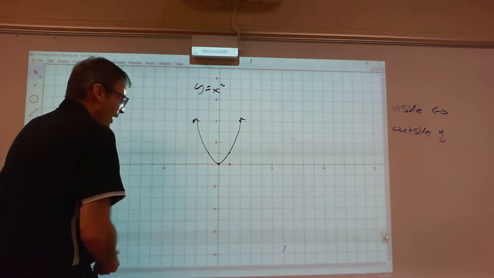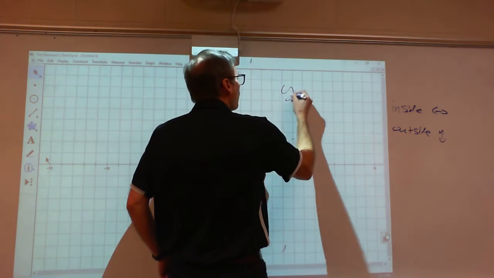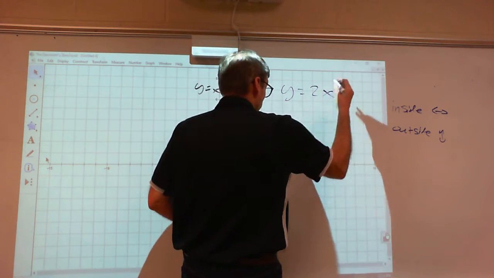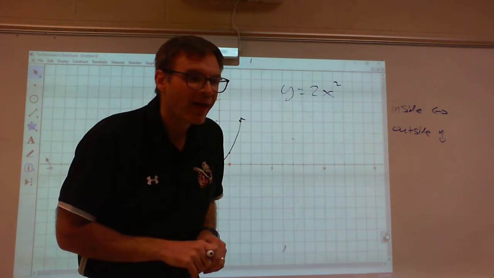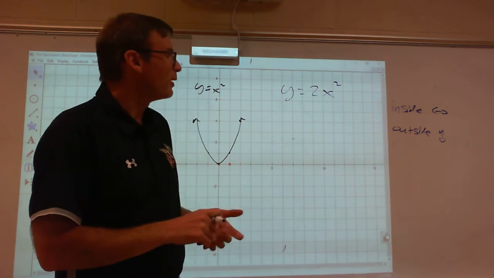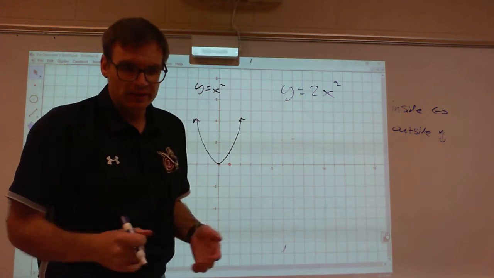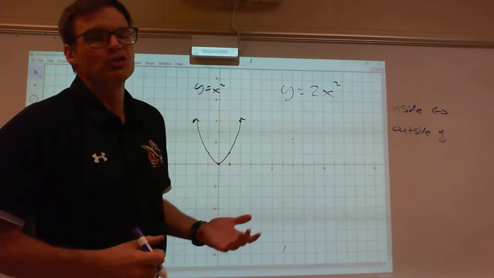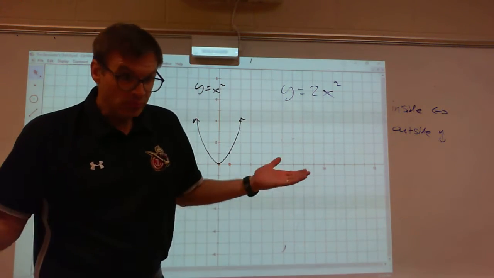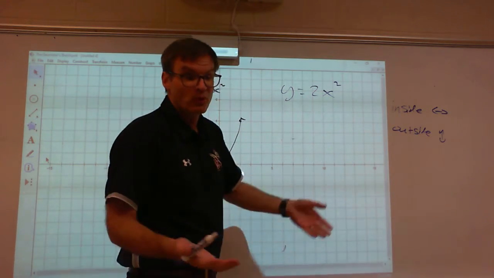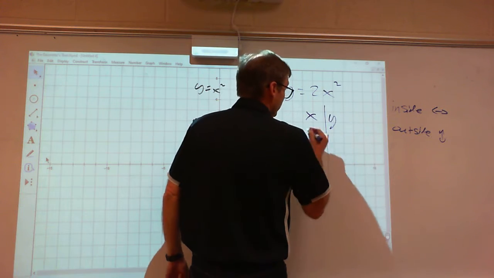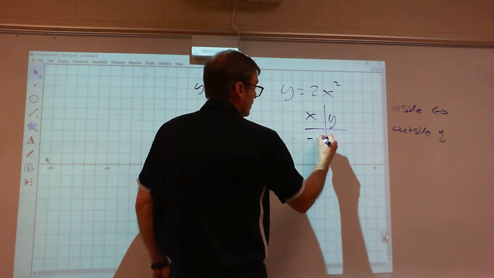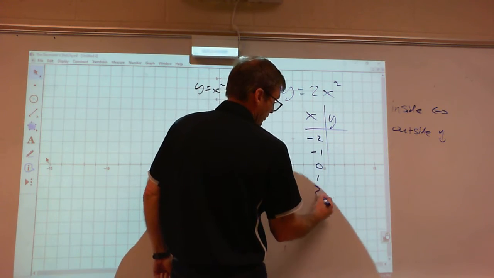What does the graph of y equals 2x squared look like? It looks thinner, right? Well, let's say you didn't know what that does. Like what happens when you have the 2? Well, if you don't know, you can just do an xy chart. So that's what I'm going to do. I'll make an x and a y, and I'll start plugging values in. -2, -1, 0, 1, 2.